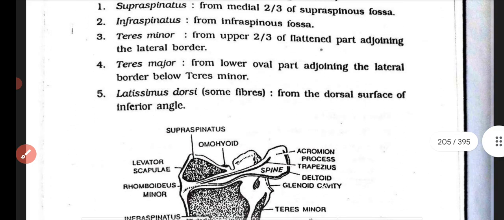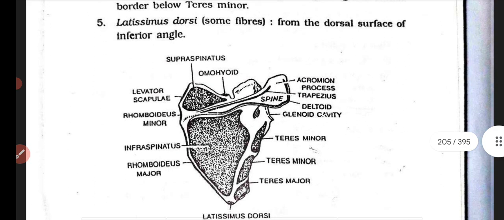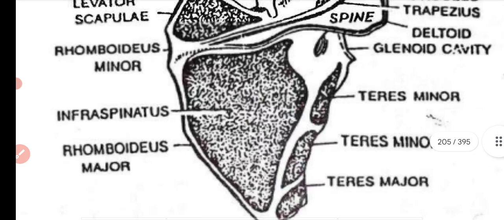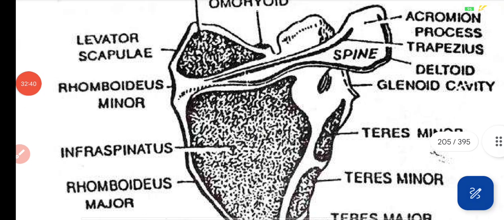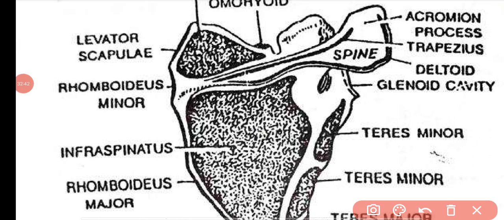The rhomboideus minor is at the opposite root of the spine. The opposite root of the spine, here comes the opposite root of the spine. It's rhomboideus minor.